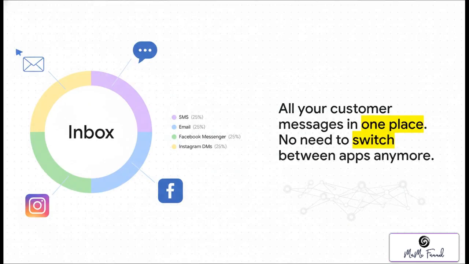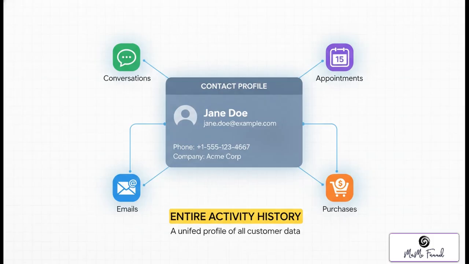Now this is a game changer. The Conversations tab is your universal inbox. I'm talking emails, texts, Facebook messages, Instagram DMs, everything lands in one single place. The takeaway here is huge. You can stop jumping between 5 different apps just to talk to your customers. It's all right here. So where does all this amazing customer information actually live?